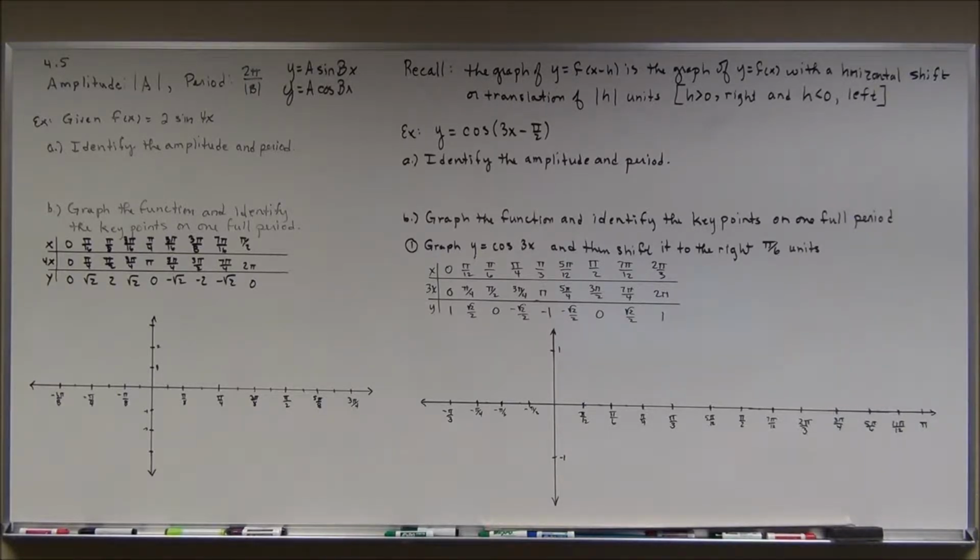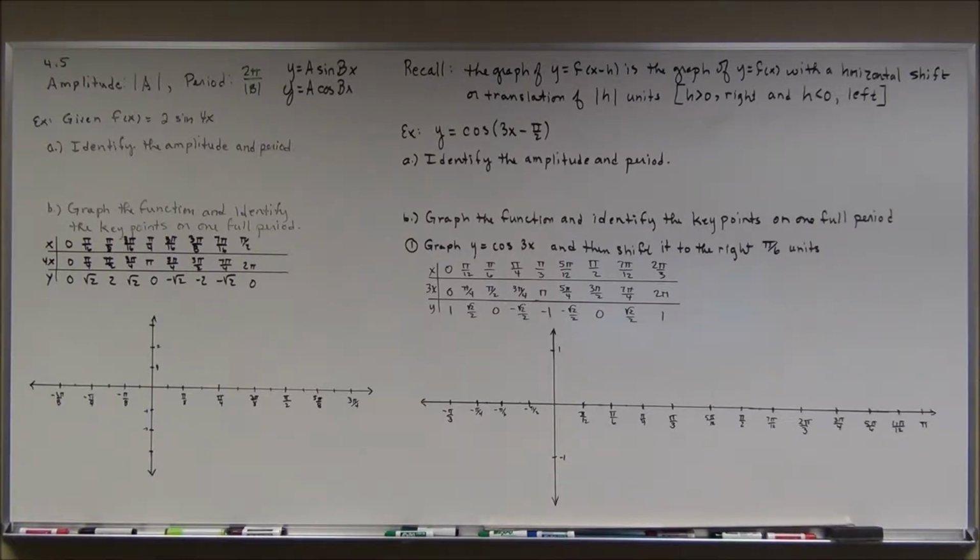Alright, we're back into section 4.5 where we've been doing some work with graphs of the sine and cosine functions. We looked at the graph of y equals the sine of x, y equals the cosine of x in an earlier video. And now we're looking at transformations. We talked about what happens when we have vertical stretches, and we just started talking about what happens when we have horizontal stretches or shrinks.